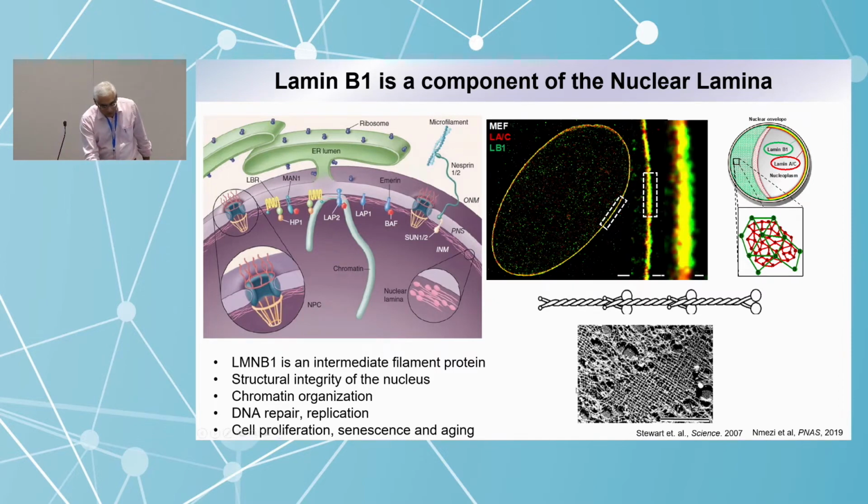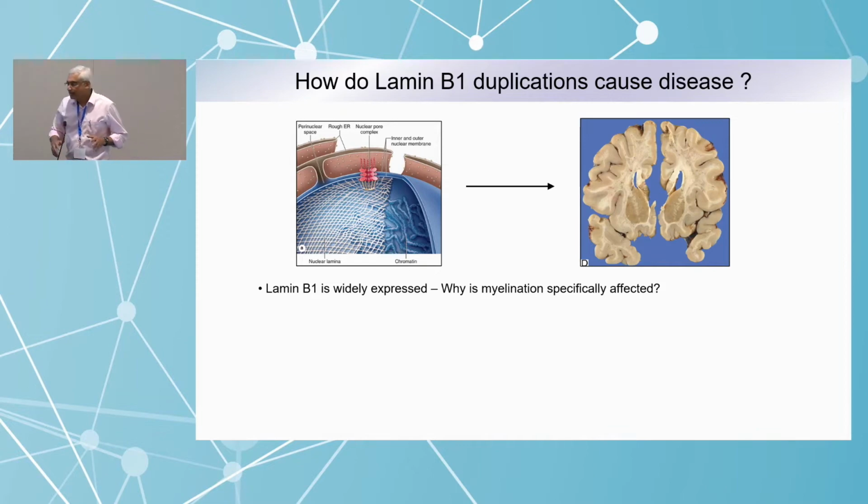But apart from that, it also has very important roles in chromatin organization and gene expression, DNA repair and replication. And lamin B1 specifically has been shown to have very important roles in cell proliferation, senescence, and aging. So for us, when we first identified the gene, it was a really fascinating question, because you now have a protein that's pretty much expressed in all cells, right?